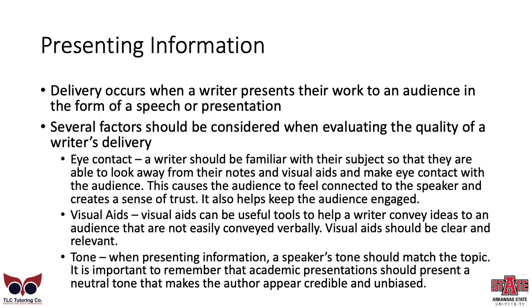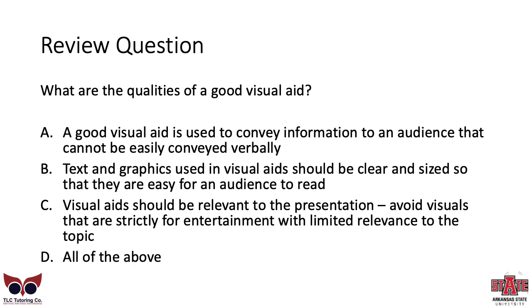Second, visual aids. Visual aids can be a useful tool to help a writer convey ideas to an audience that are not easily conveyed verbally. Visual aids should be clear and relevant. Finally, the tone is very important. Tone, when a presenter is giving information, should match the topic. It's important to remember that an academic presentation should present a neutral tone that makes the author appear credible and unbiased. Review question. What are the qualities of a good visual aid?